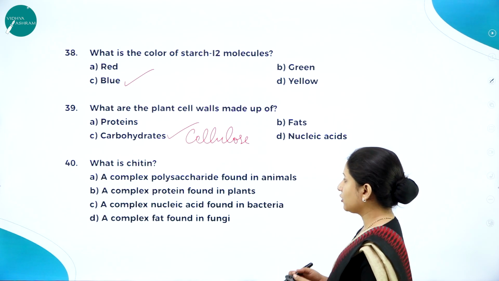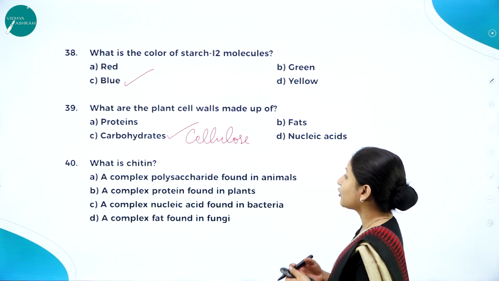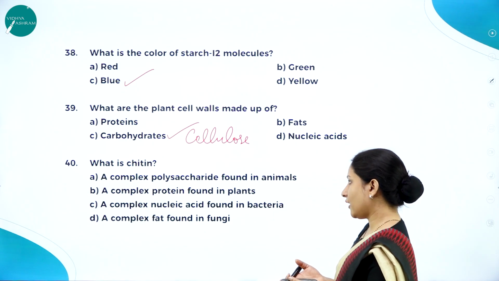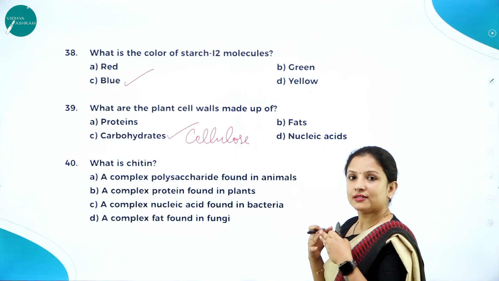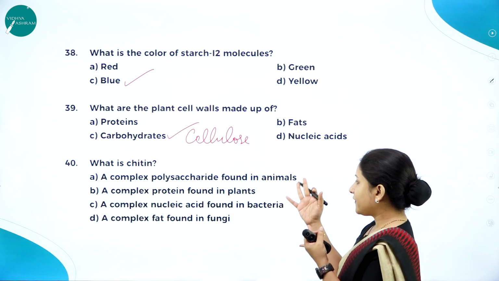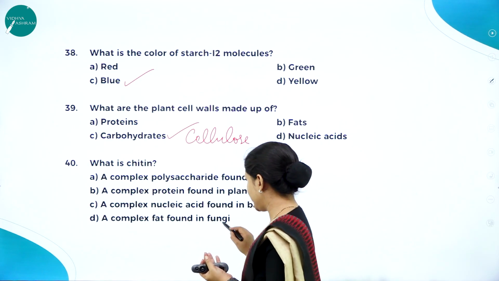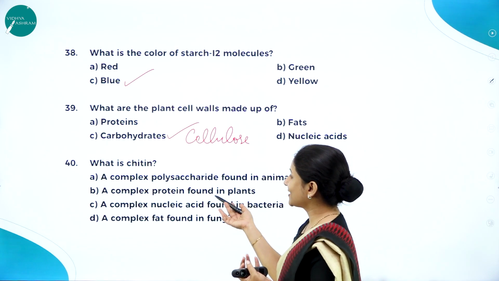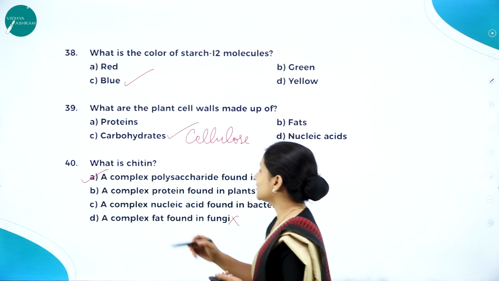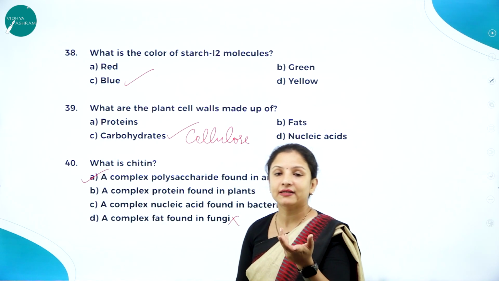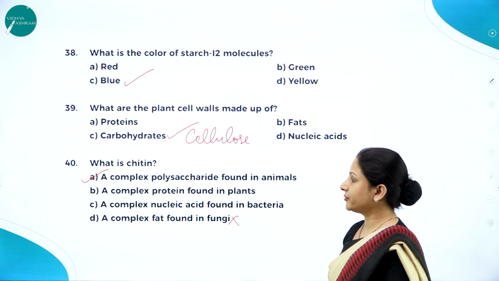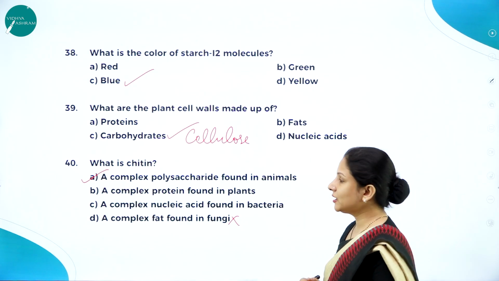Next, what is chitin? A complex polysaccharide found in animals, a complex protein found in animals, a complex nucleic acid found in animals, a complex fat found in animals. Chitin is found in fungi as well as in animals. It can't be a fat, so we eliminate that option. It is not found in plants at all, nor in bacteria. Therefore, option A, a complex polysaccharide found in animals. We studied in arthropods, that is insects, that their exoskeleton is made up of chitin, if you remember.